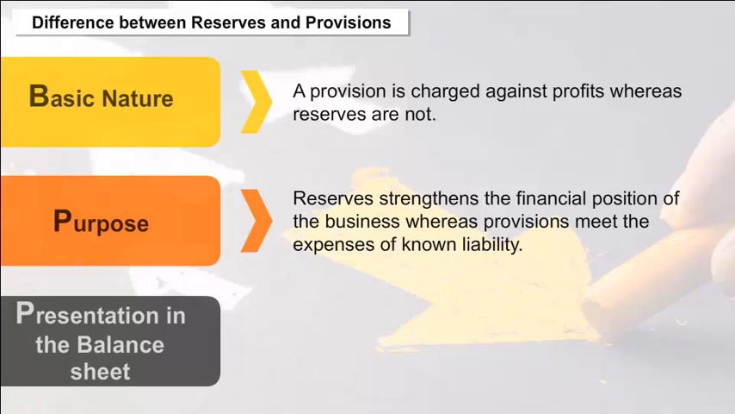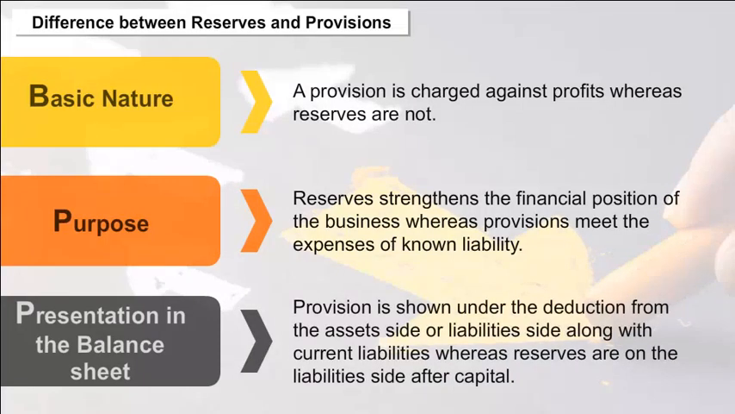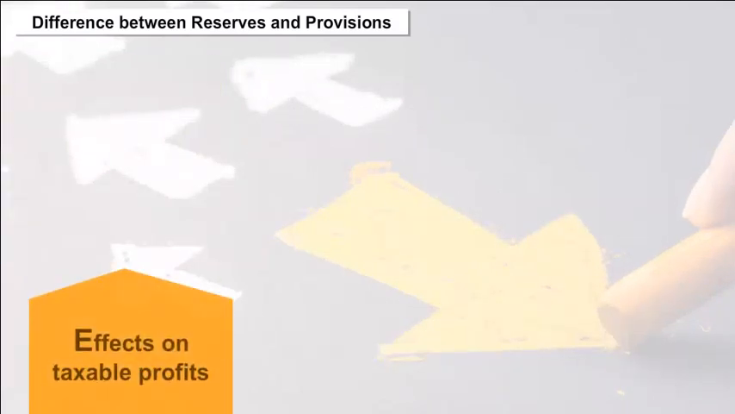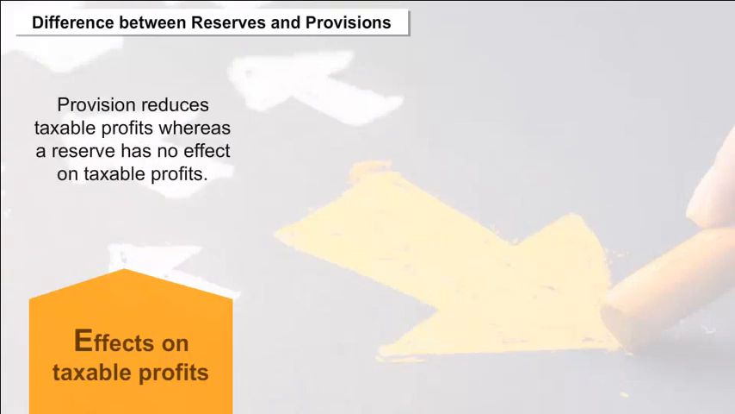Presentation in the balance sheet. Provision is shown under the deductions from the asset side or on the liabilities side along with current liabilities, whereas reserves are on the liabilities side after capital. Effects on taxable profits. Provision reduces taxable profits, whereas a reserve has no effect on taxable profits.